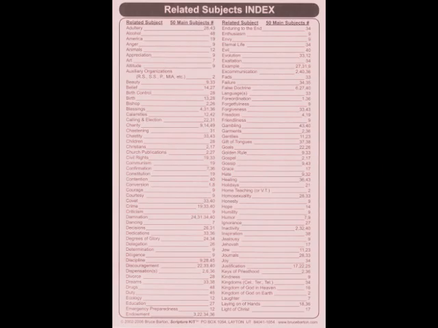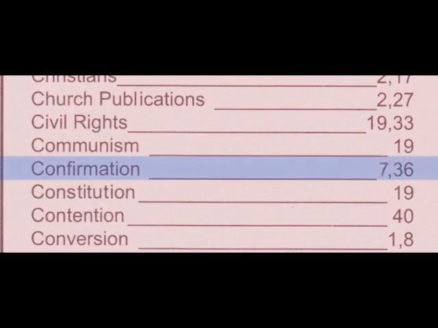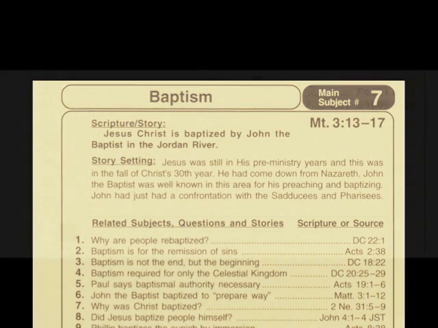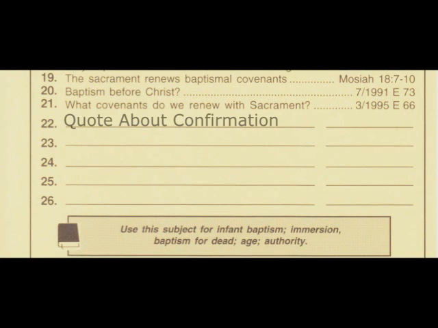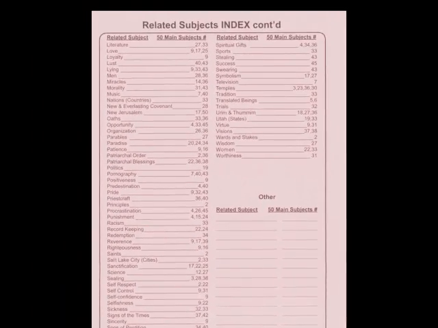Here's an example. You saw a good quote about confirmation, but can't find a main subject to put it under. You go to the Related Subjects Index and find Confirmation. You read that MS numbers 7 and 36 are suggested for confirmation. You turn to MS number 7 and enter your quote on confirmation in the next available space. You can also add it to MS number 36. There are spaces for you to add your own related subjects on the back of the Related Subjects Index.